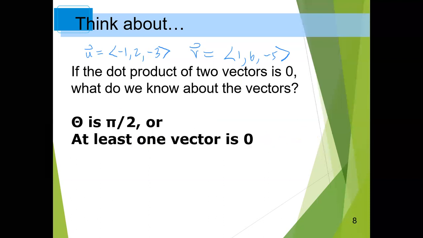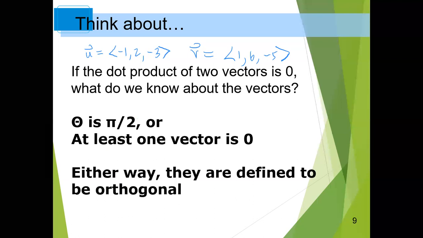Now, theta is going to be 90 degrees, or the other option is that at least one of the vectors is 0. Of course, if I dot the 0 vector with anything, I get 0, yes? And because we want to include that one situation where one of the vectors could be 0, we use another term for this. We don't say perpendicular, even though it includes perpendicular. We actually use the term orthogonal. I don't know if you've ever heard that before, but that's what mathematicians like to say, orthogonal.